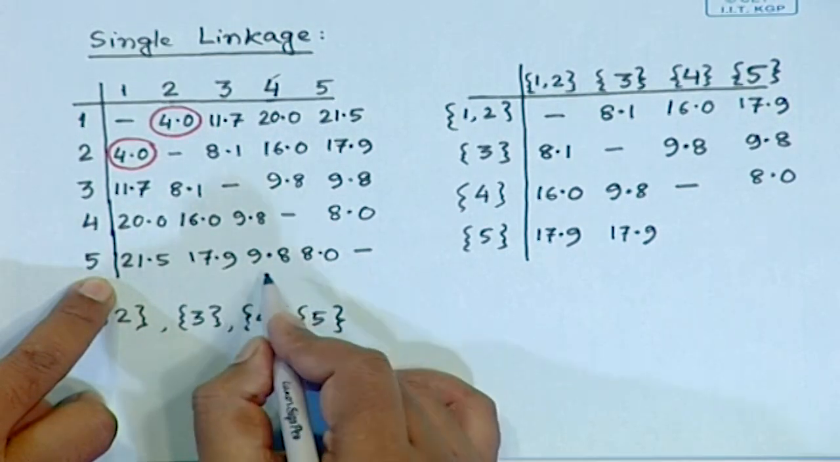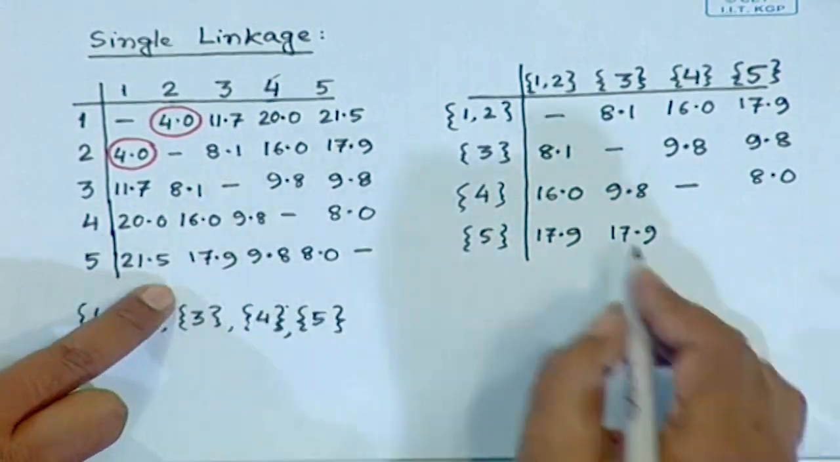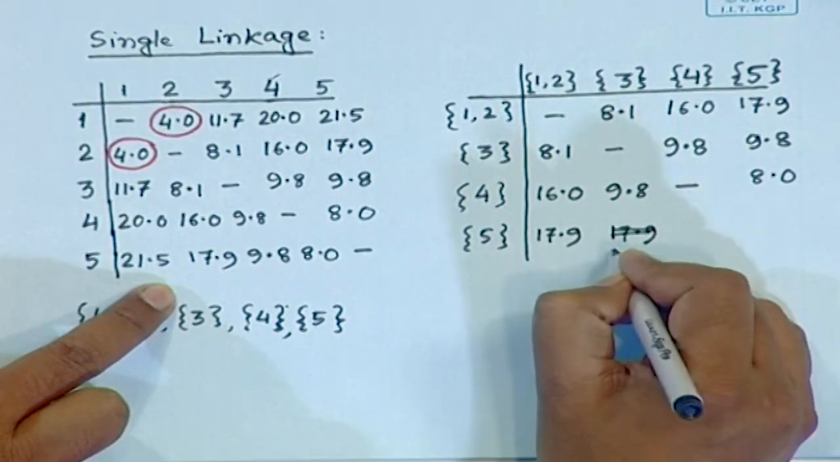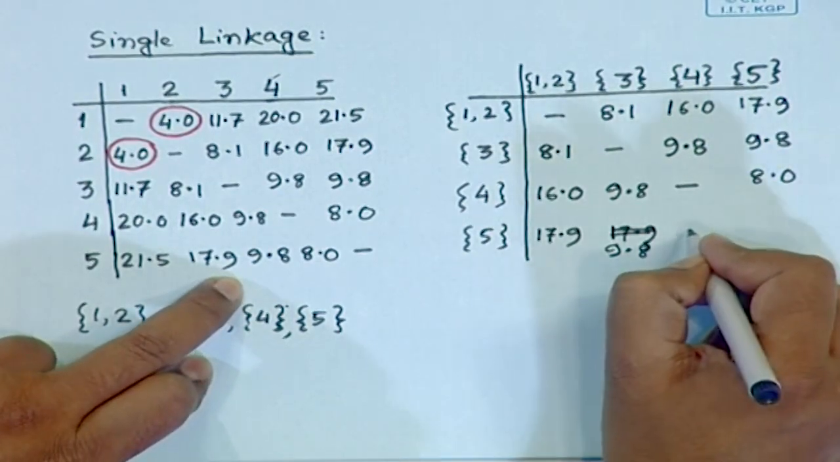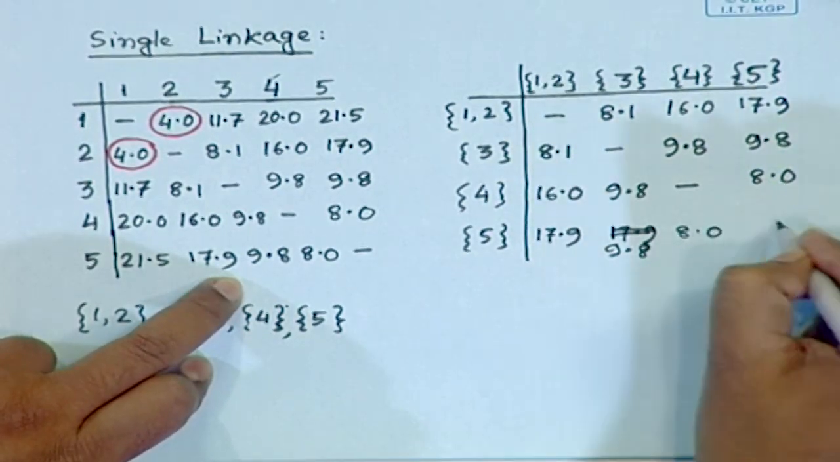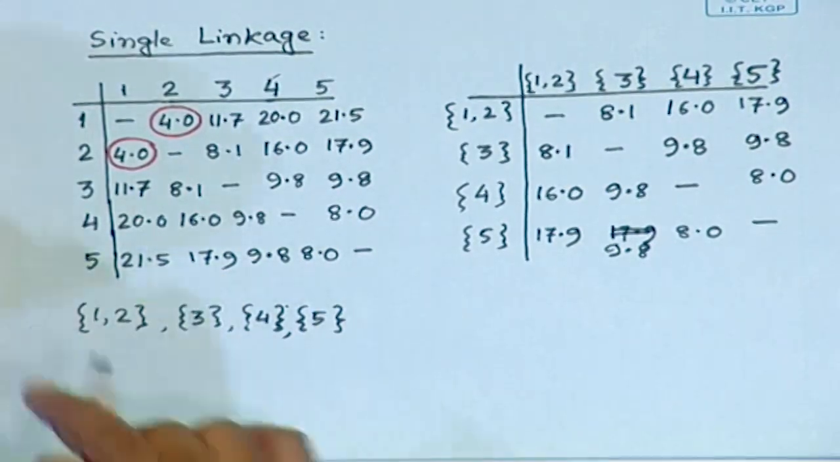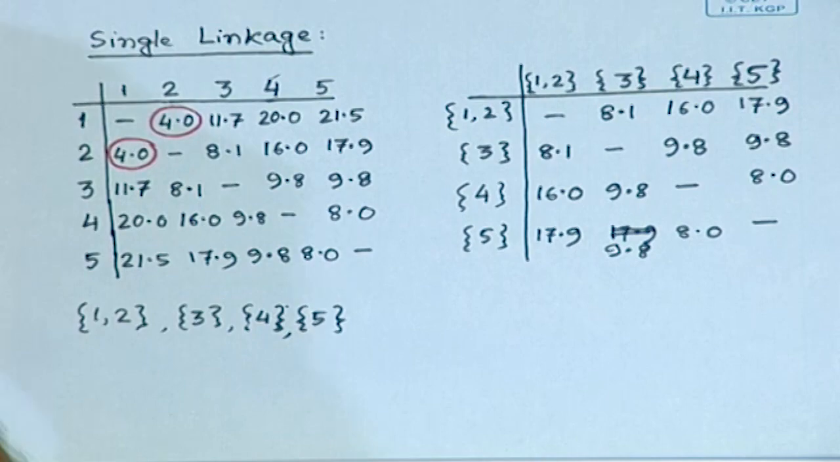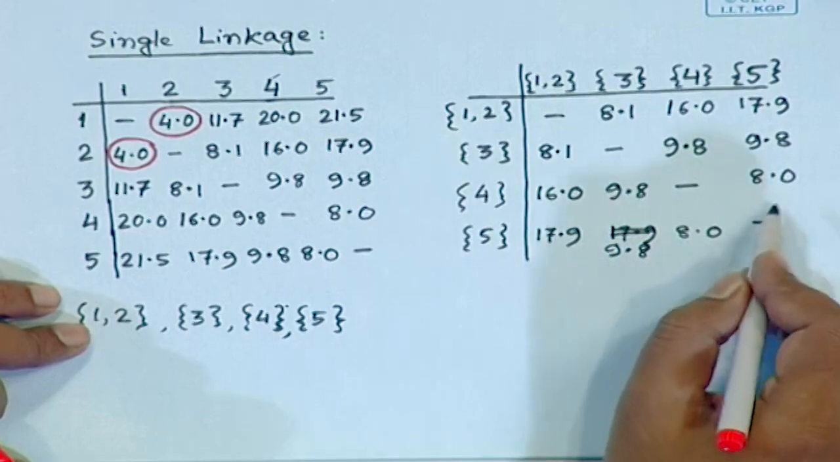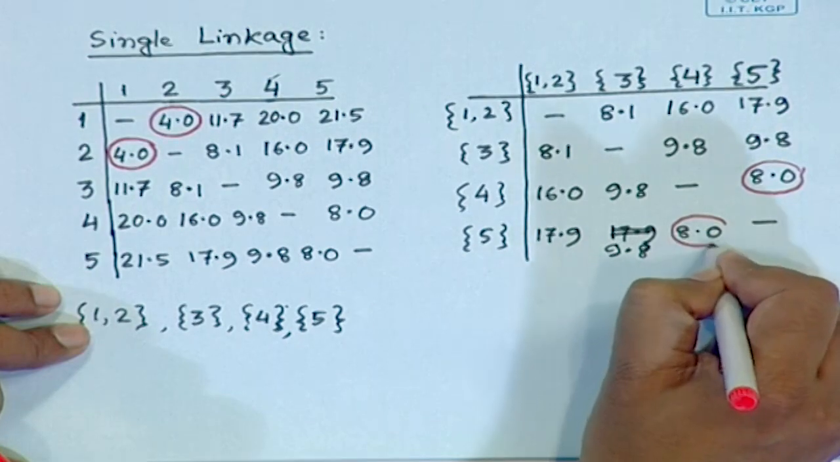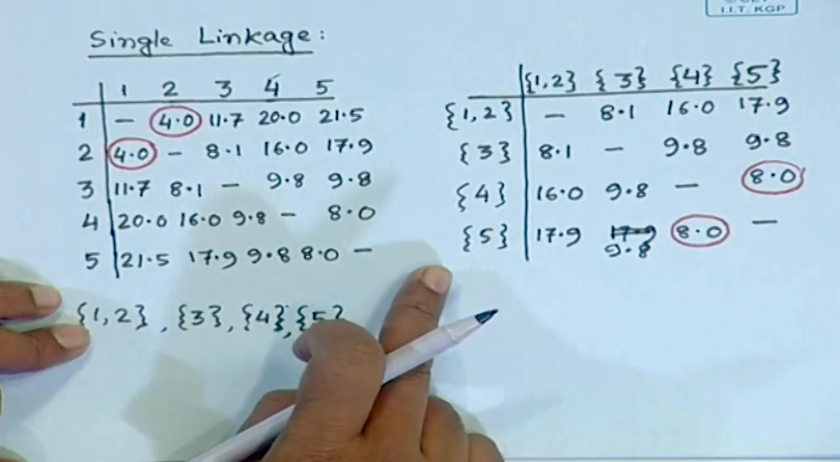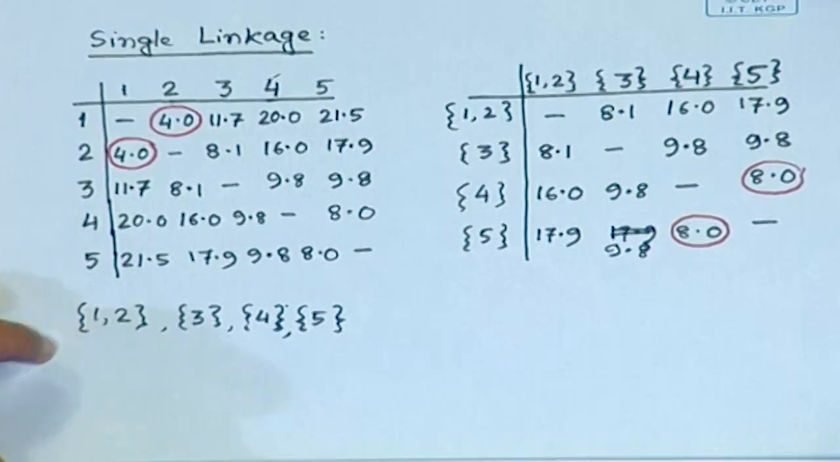Okay. 5 3 9.8 or 5 4 9.8. Okay. And what is the distance between 5 4? All right. 5 4 it is 8.0, 5 5 it is 0. Okay. Now, again I have to find out the minimum of these distances. Okay. So, here you find that minimum of this distance is 8.0. So, at the next step I have to combine these two feature vectors 4 and 5.